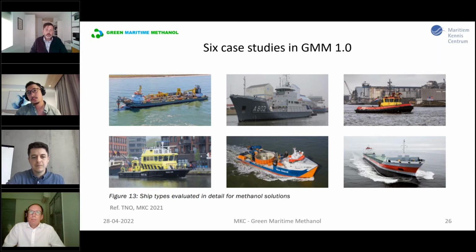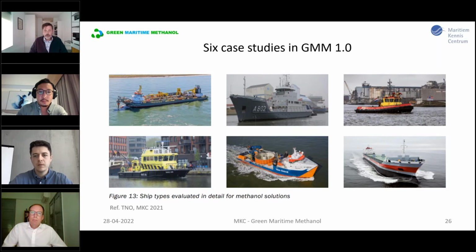The next slide shows you the 6 case studies that we did in the first project, and there was a big dredging vessel. It was a naval vessel, an auxiliary vessel for the Navy. It was a port vessel for the Port of Amsterdam on the right. There's also a patrol vessel for the Ministry of Infrastructure in the Netherlands. And what we see is that both the Ministry of Defense and also the Ministry of Infrastructure in the Netherlands are very keen on using methanol as a fuel for the new ships. So there are fleet renewal programs going on, and we really see that there's a lot of interest, and we really hope that we can make live pilots there as well.